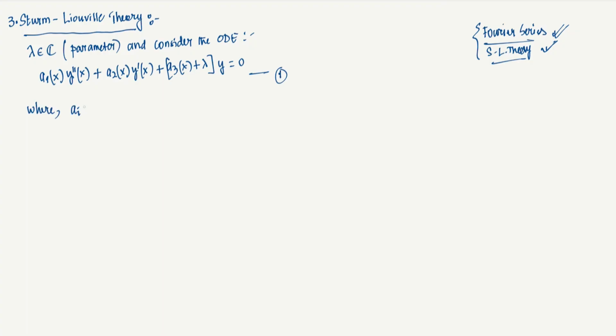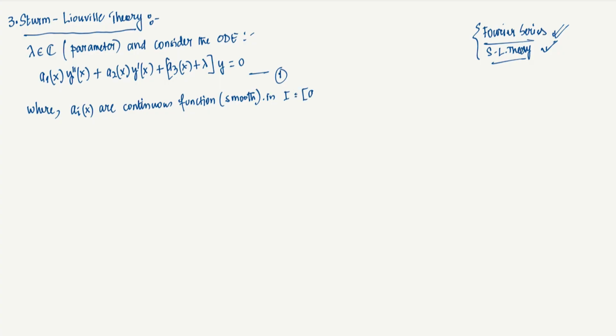For a lambda in C we are going to study this, where you see the a_i's of x. For now let's just assume they are continuous functions. If they are continuous functions, all of this is well defined, and you can assume more. Without loss of generality, let us just assume they are smooth functions. Smooth means you can do as many differentiations as you want. Let's just stick with that.